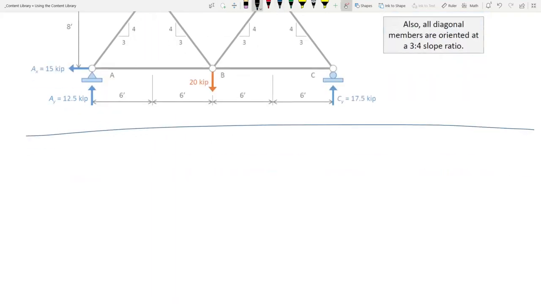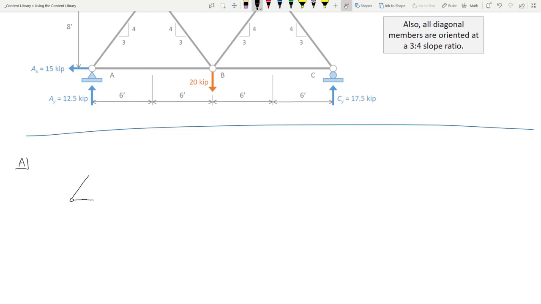So, let's do joint A. So, we're looking at joint A. The first thing that I do is I draw the joint. We'll put the joint right there. And then, the next thing I'll do is I'll draw the members. There's the members there, and the members there. Okay? So, that's what I've got there.